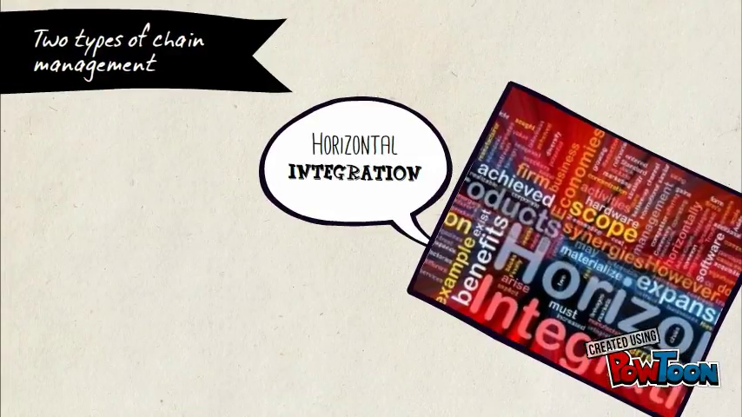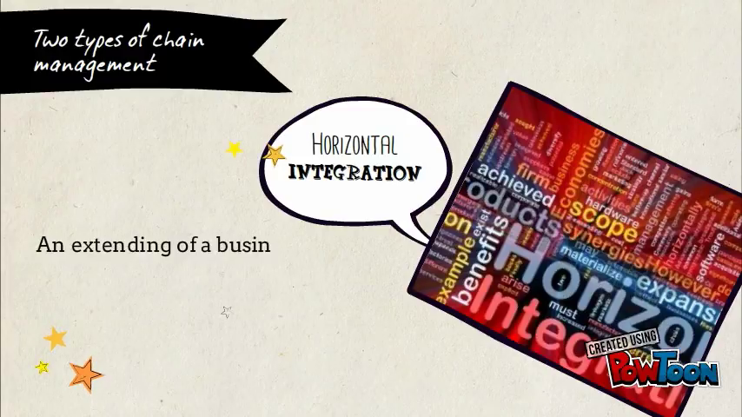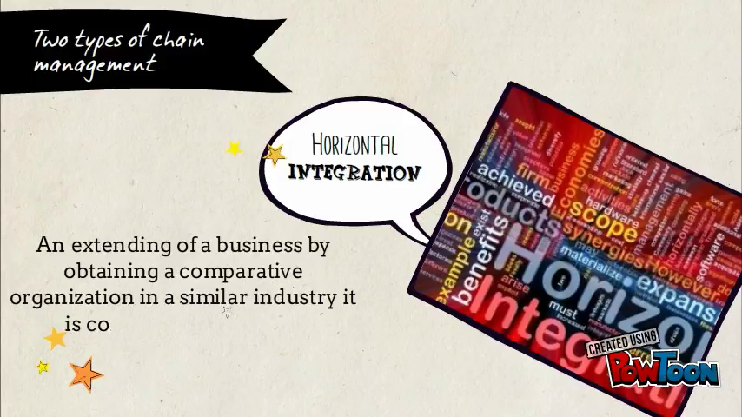Second is horizontal integration. It is an extending of business by obtaining a cooperative organization in a similar industry. It is complexity in vertical integration, where the organization produces diverse teams, which identify with one item.